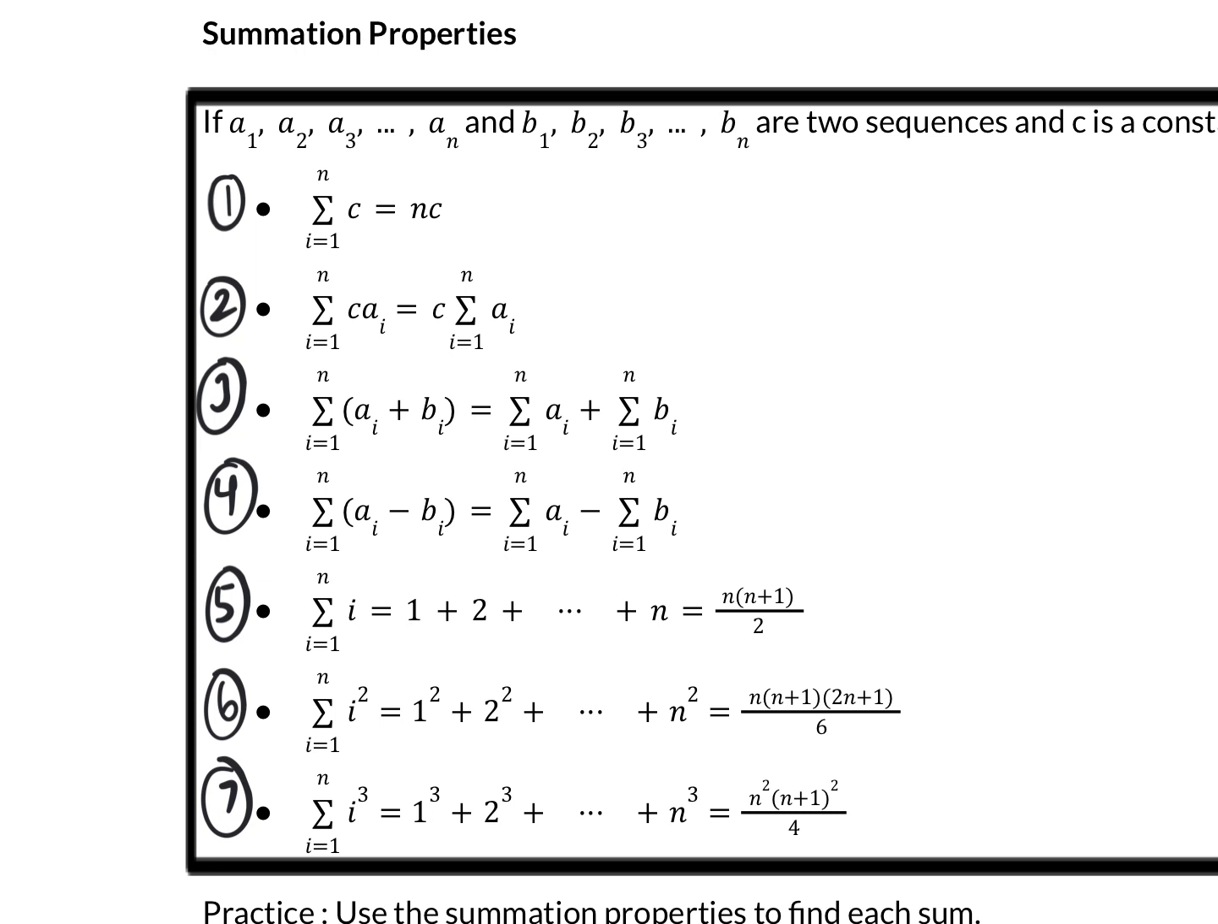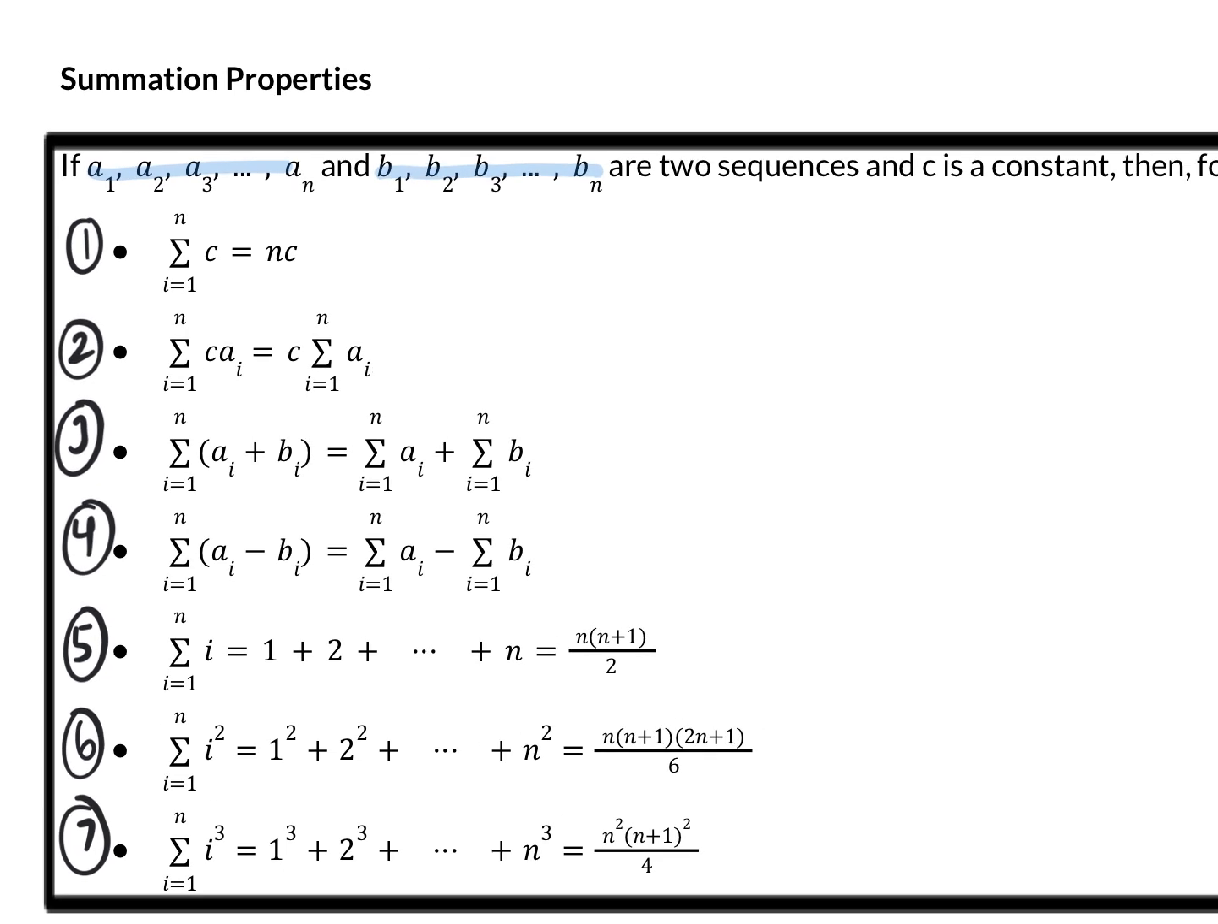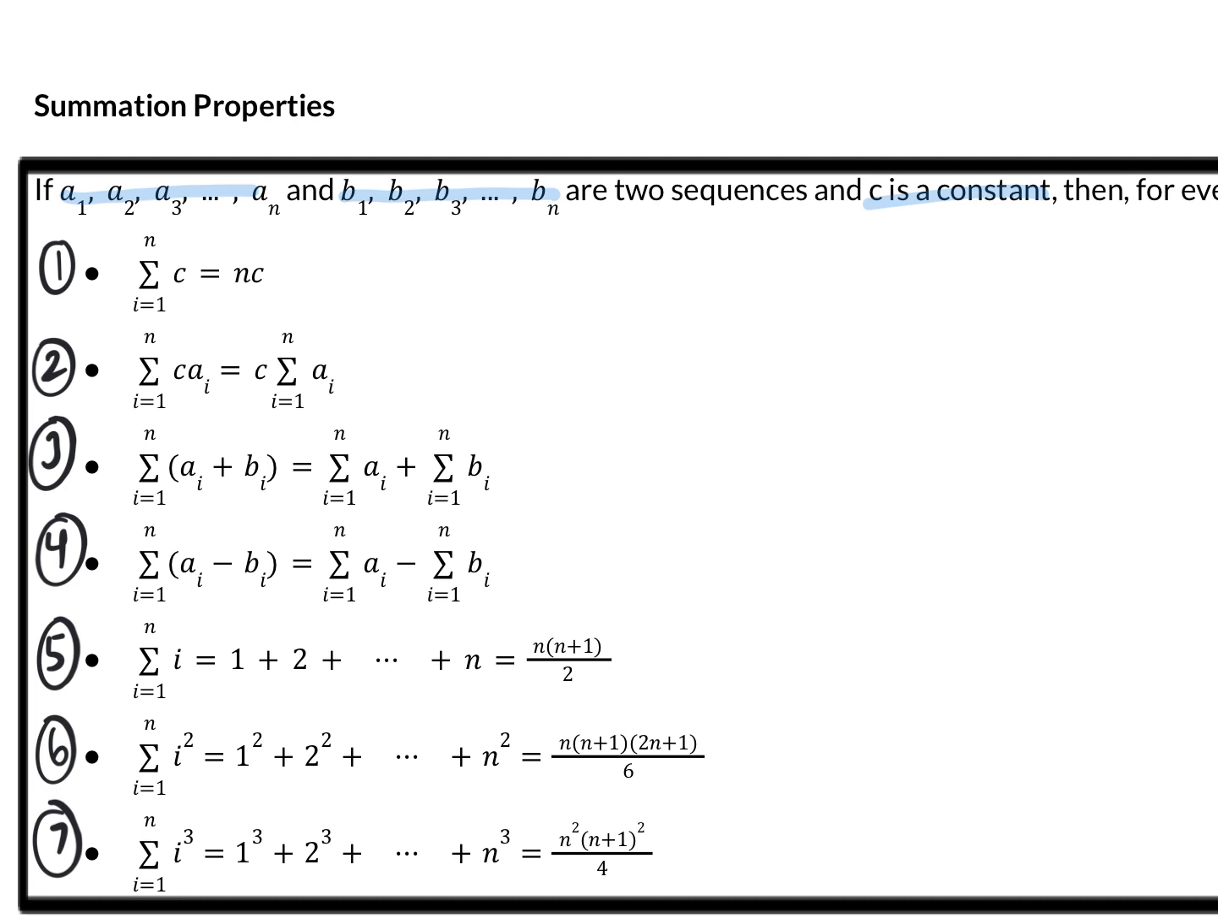Okay, so the only notation that you've got to know is that A sub 1 through A sub n is a sequence, B sub 1 through B sub n is a sequence, and C is a constant. What is an example of a constant? 1. Okay, it's any number, right? Not a decimal, whole number, okay? But if those two things are true, then these summation properties hold true.